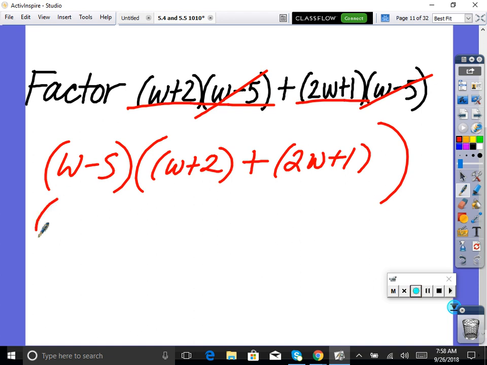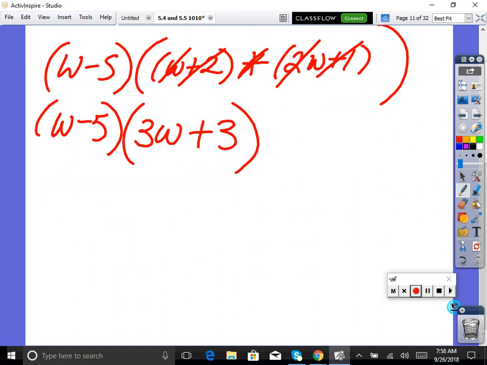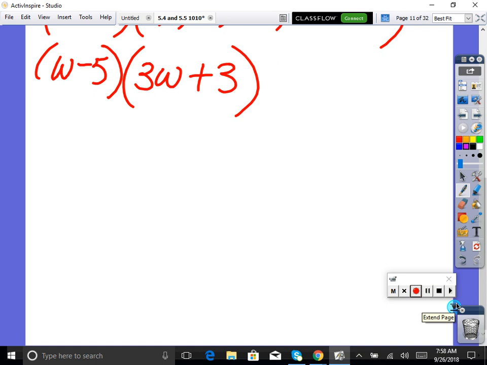So over here we still have w minus 5. And now we'll combine like terms. W plus 2w. 3 w's. 2 plus 1 plus 3. Now looking at your final answer here, is there something more I could factor out? Yes, 3. So we always check our final answer to say, is there more I could have factored out? There's a 3, a greatest common factor.